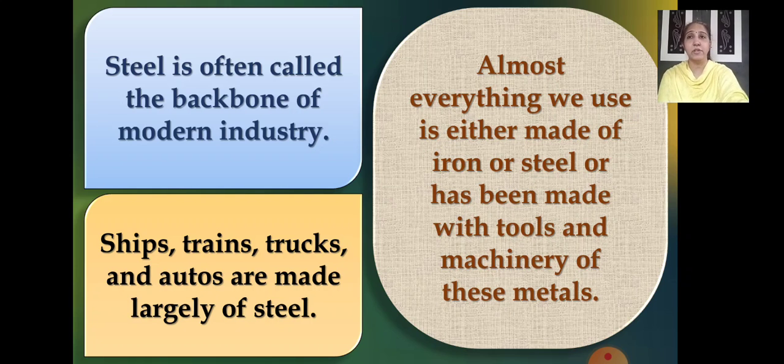Now, steel is often called the backbone of modern industry. Why is it called like this? Because almost everything we use is either made of iron or steel or has been made with the tools and machineries of these metals, right? Do you all agree with this? Yes, definitely, because it is the backbone of modern industry. Whatever we use is made of iron or steel, or made with tools and machineries of these metals. Even the ships, trains, trucks and autos are made largely of steel.